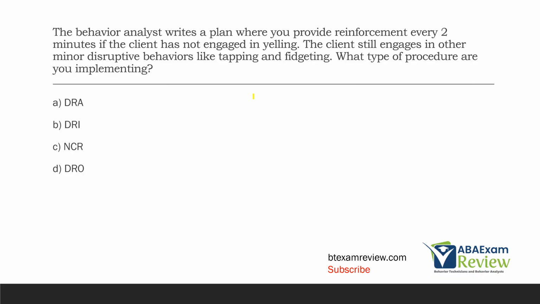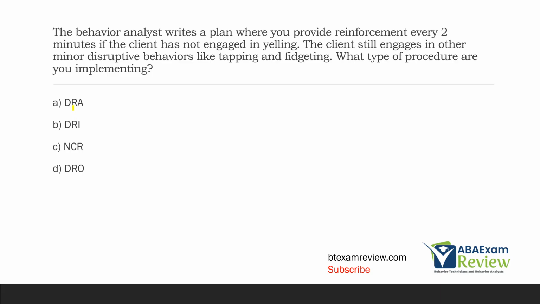The behavior analyst writes a plan where you provide reinforcement every 2 minutes if the client has not engaged in yelling. The client still engages in other minor disruptive behaviors like tapping and fidgeting. What type of procedure are you implementing? And you'll notice we're using the acronyms here, and I want you to get used to reading both the full terms and also the acronyms. We want to be comfortable with this.